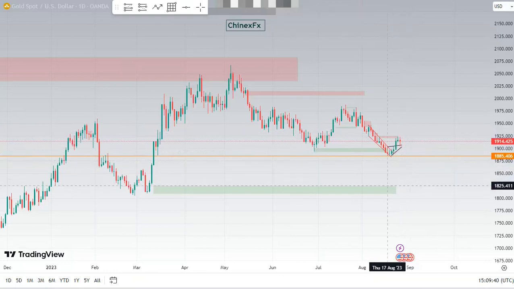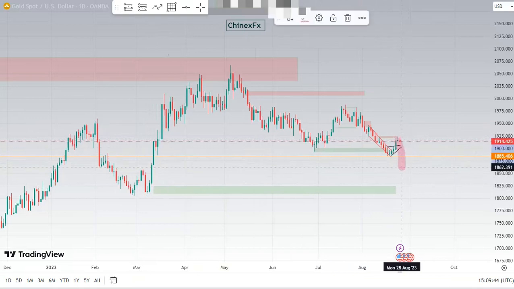What we can see on the weekly time frame is that for the bearish scenario, if we dump and we break below this line here, we target this point here.